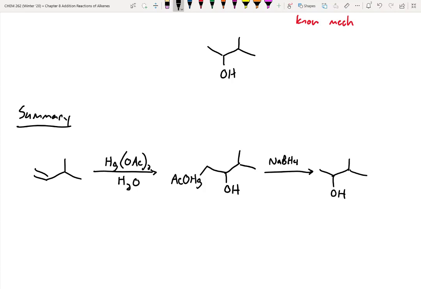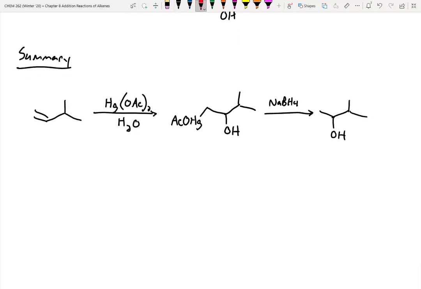All right, so the cool thing with this is we said this mechanism avoids unwanted rearrangements. So it's a pretty good workaround for that rearrangement problem that we saw up above, where the alcohol actually ended up adding to the tertiary carbocation after the rearrangement process occurred.